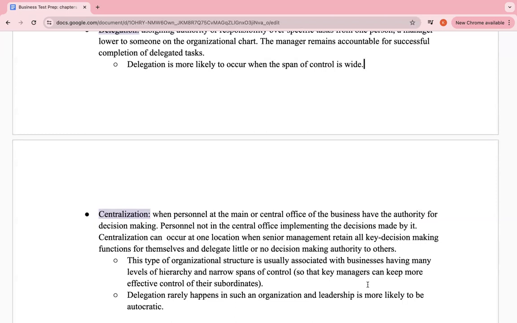So basically, we know that it occurs at one location, and the senior management basically make all decisions, and they don't give any decision making to others, and this is why the leadership is autocratic, meaning that the leader has full authority and doesn't consult other employees lower in the organizational structure for their opinions, and we're going to talk about that more in the next section.